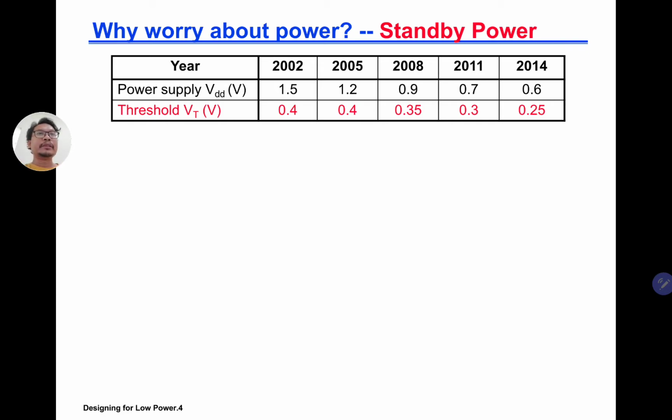What about standby power? Here we are looking at year by year VDD and the threshold voltage. These are two of the most important parameters when it comes to power and also speed. It is really about how we control the values of VDD and the threshold voltage. In 2002, VDD is 1.5, probably a 150 nanometer process, and in 2014 it might be around 60 nanometer. For the 60 nanometer process, we have 0.6 volt and a threshold voltage of 0.25. As you can see, the threshold voltage keeps decreasing and the VDD keeps decreasing.